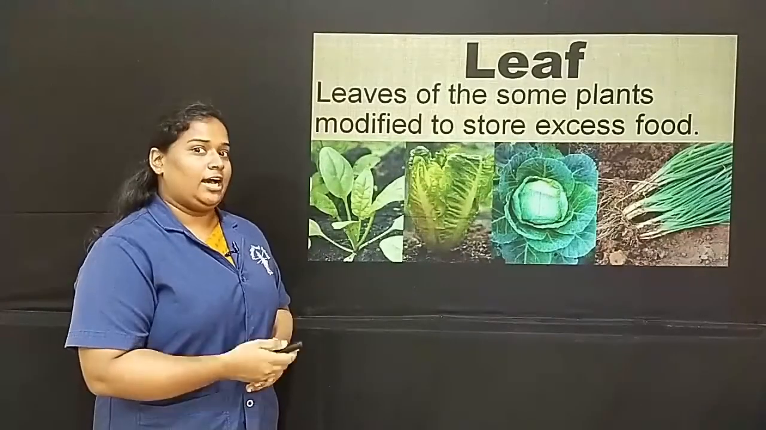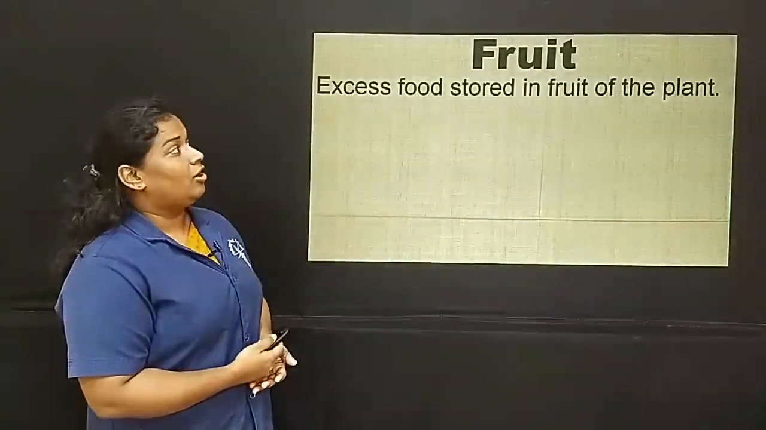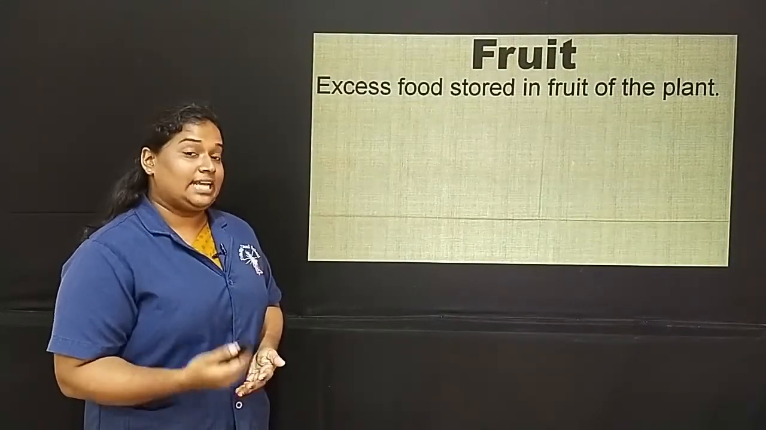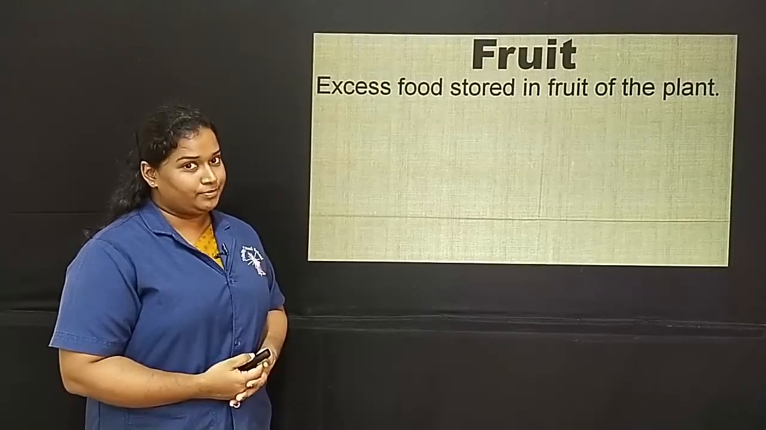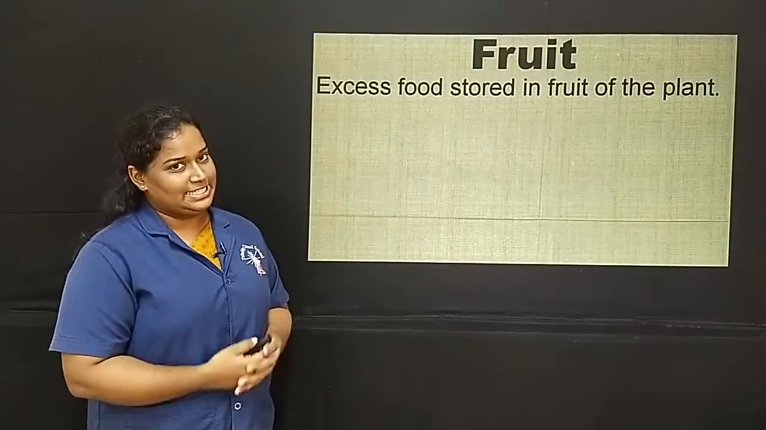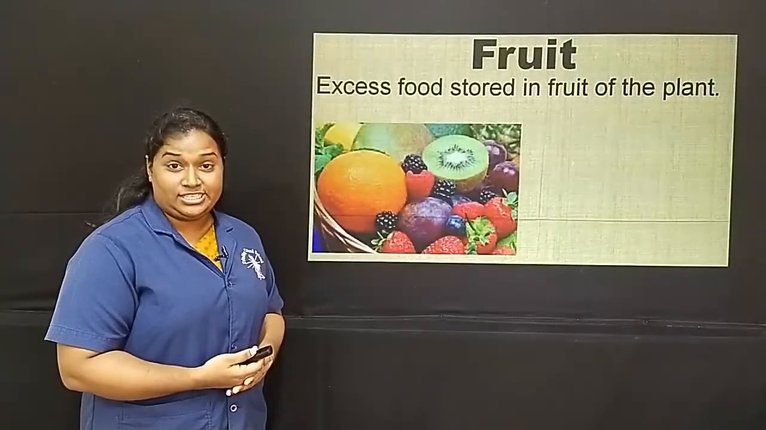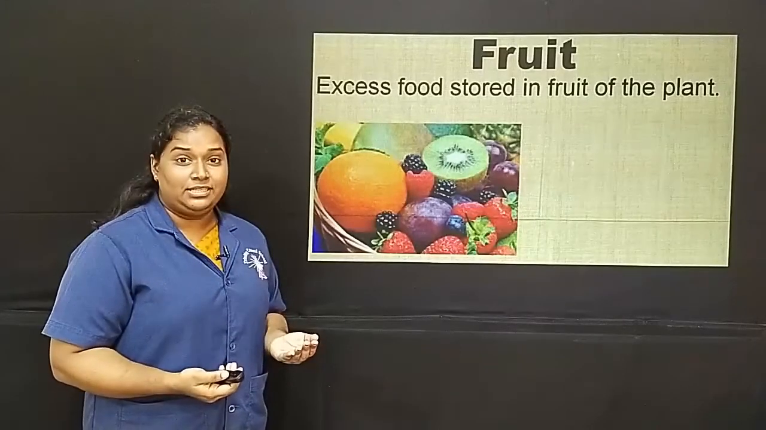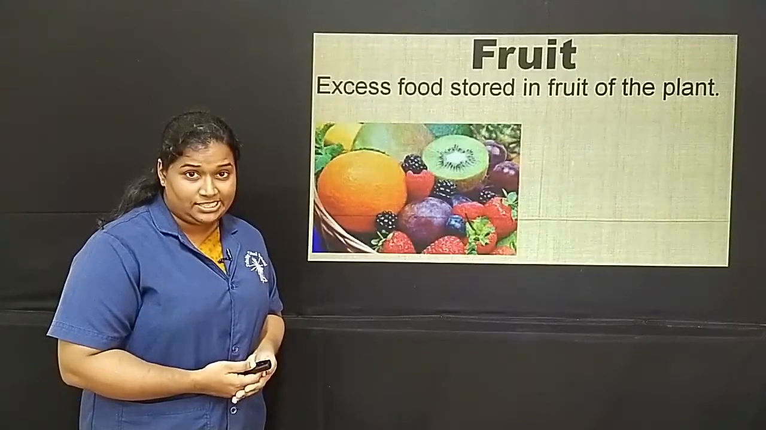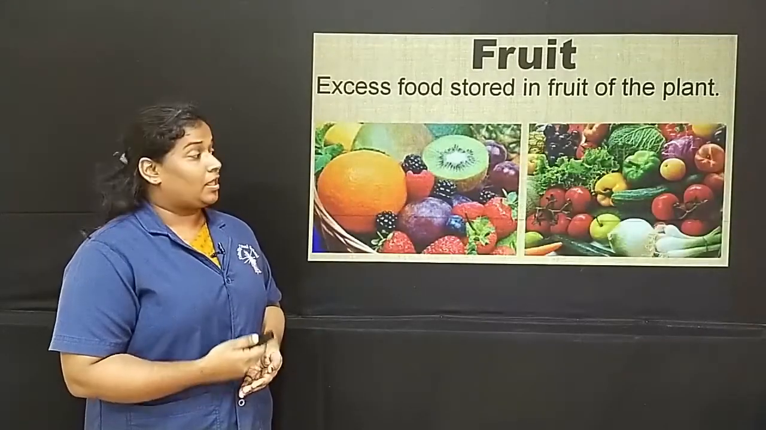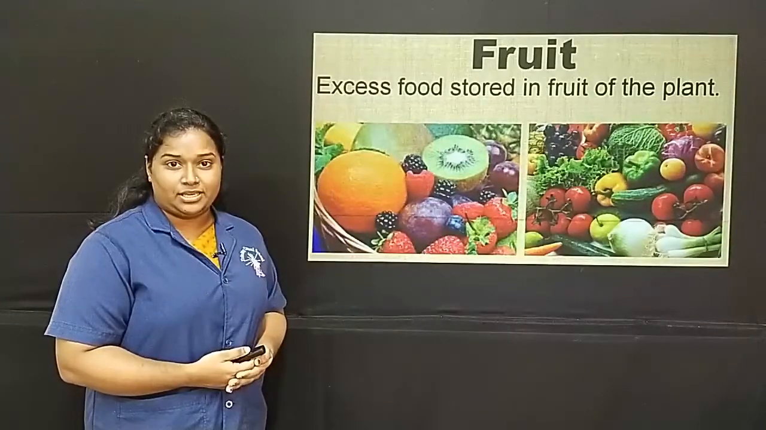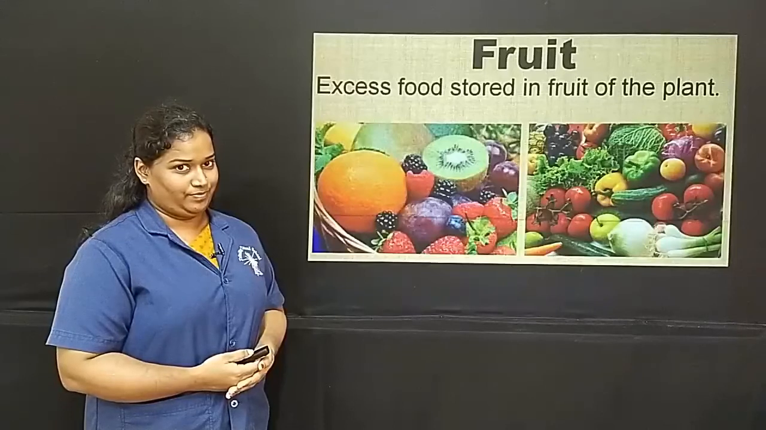Now let's move to the other part of the plant, that is fruit. Fruit is also modified so that it can store the excess food. Can you give some examples for this? Yes, we have many examples for this. Orange, watermelon, apple, kiwi, raspberry and many more. Not only this, the vegetables: bell pepper, cucumber, bitter gourd, pumpkin and many more.